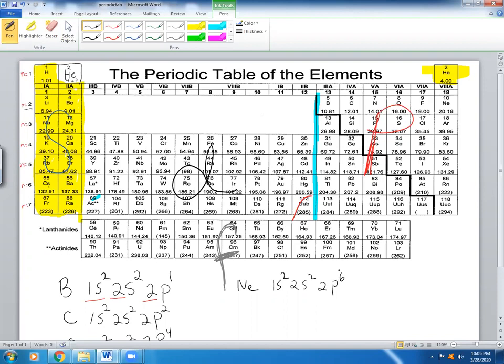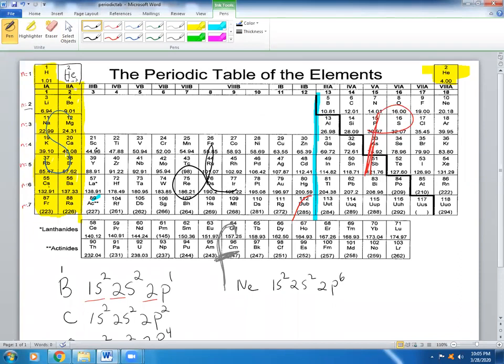Didn't we say P can only take up to 6 because it has 3 orbitals? There you go. Look at your periodic table. Your periodic table is actually designed based on the electronic structure of the atom. The P can only take 6 electrons. That's why you have 6 boxes in the P block. The S can only take 2. That's why you only have 2.